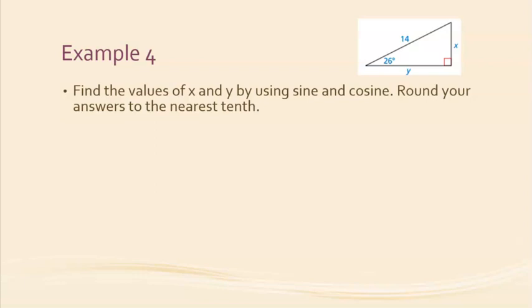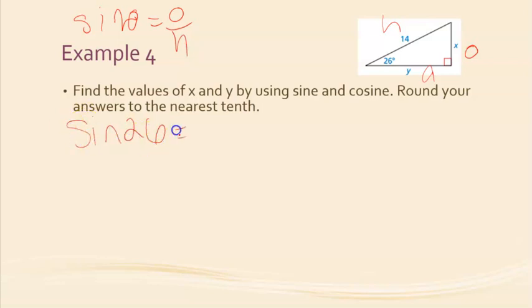So, for the angle 26, where is my opposite side? X, Y, or 14? Okay, and my adjacent? Y or 14? Adjacent is Y. It's the shorter side touching the angle. And then my hypotenuse is always the longest side, or the one straight across from the right angle box. Okay, so if I'm going to do sine, remember sine is opposite over hypotenuse. So I'm going to do sine of 26. What is the opposite? X. And my hypotenuse? 14.